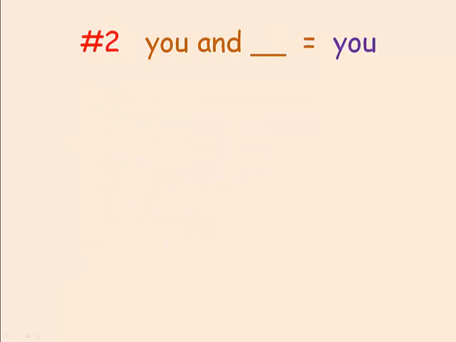Rule number 2. You and anything except I, we use you. You and another person or people or thing or things is you. Now remember rule number 1. You and I is we.